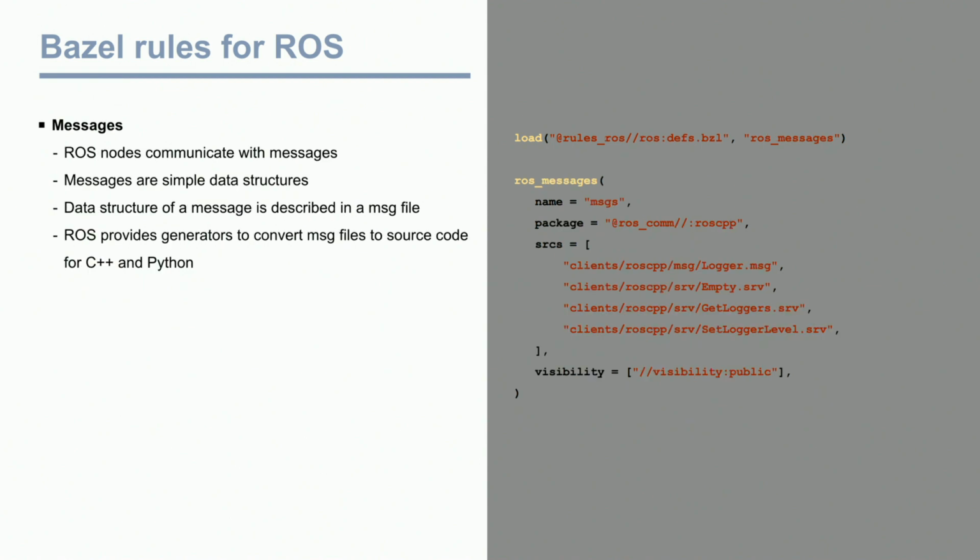We also have rules for generating messages. So what is a message? How do the ROS nodes communicate to each other? Via messages, either via IPC or network-based messages, if you have a distributed cluster of ROS nodes. Messages are simple data structures, so you can more or less compare them to protobuf, actually. The data structure of a message is described in a .message file or in a .service file. And we have a rule for it that consumes all these message files, runs the generators over them, and creates a library that you can afterwards link towards your binary for a ROS node.